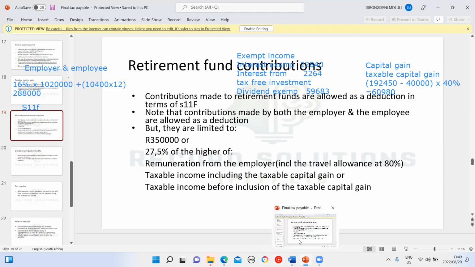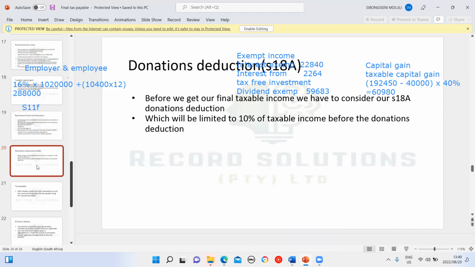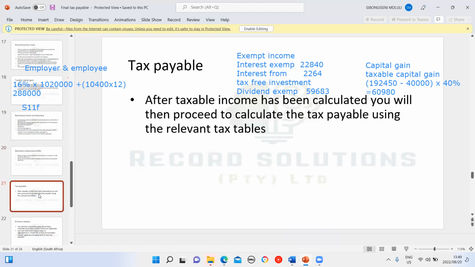Then I'm almost done. I just want to show you something in terms of the tax payable. Remember that after taxable income is calculated, you then proceed to calculate the tax payable using the relevant tax tables. Tax tables are in your textbooks, which you have, and they'll also be given to you in the test. But there are important things I wanted to consider in terms of this test question.